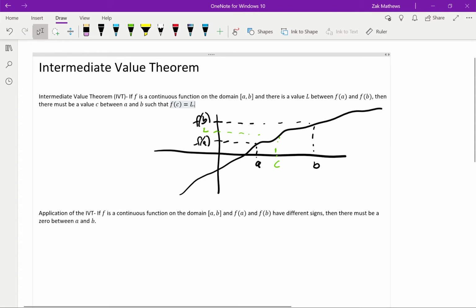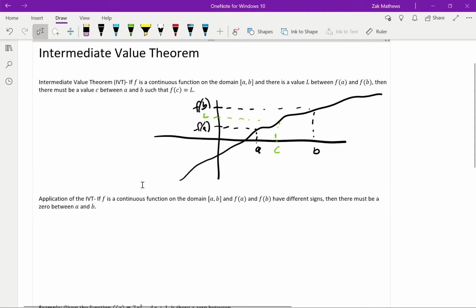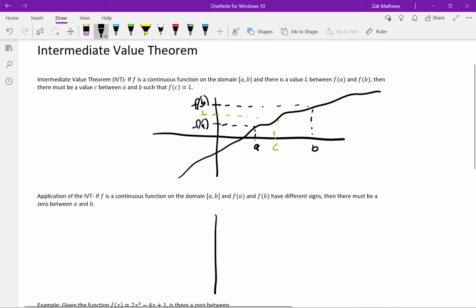a continuous function. Now, like I said, our book and a lot of books apply it in a much narrower way. Our application of the intermediate value theorem states if f is a continuous function over the domain a to b and f of a and f of b have different signs, then there must be a zero between a and b. So, very similar idea. We still have that y value, these y values are not the same, but this time we're told particularly they have different signs.